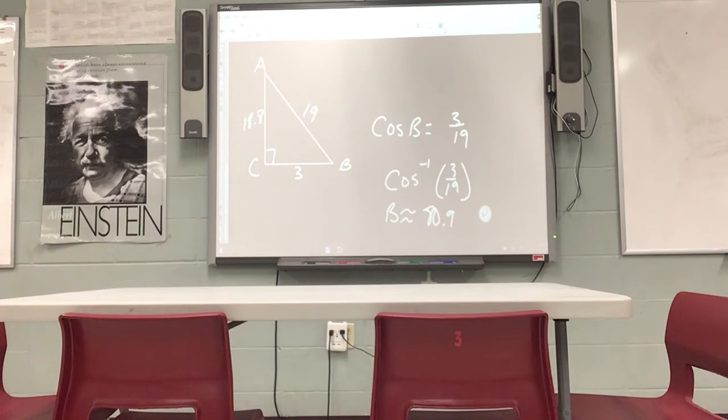Alright, so the last 3 are not right triangles, so these are the 3s, 8, 9, and 10, where we'll have to use law of sines or law of cosines. And this is where, I'll show you down at the bottom, all the work I had to do.